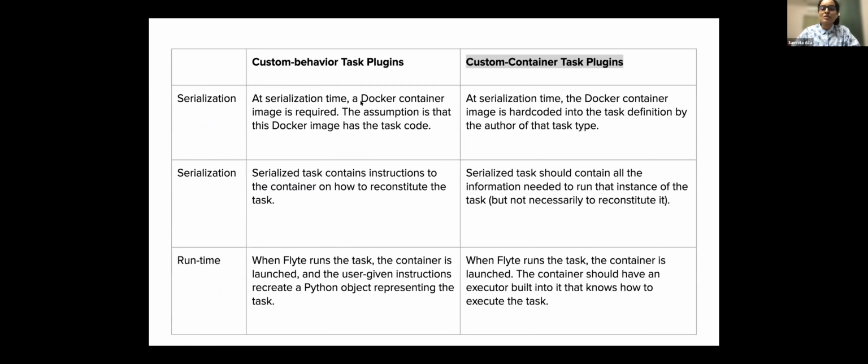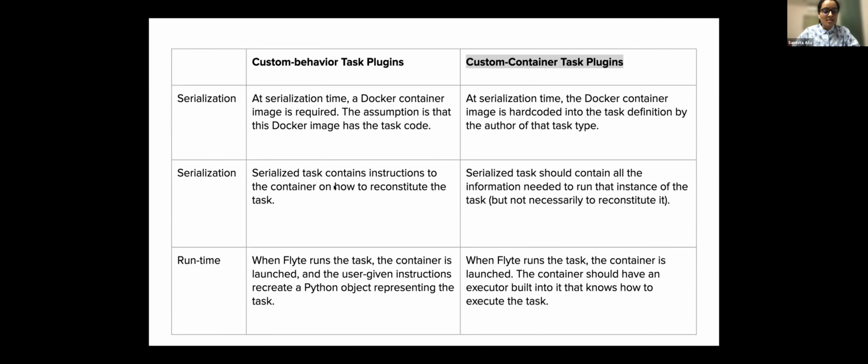Let's look at the differences between custom behavior task plugins and custom container task plugins in order to know why custom container task plugins fare better than custom behavior task plugins. I'll go through each point one at a time. At serialization time, a Docker container image is required. The assumption is that this Docker image has the task code. Whereas in a custom container task plugins, the Docker container has to be provided by the author, not by the user. So this statement means that in custom behavior task plugin, the Docker container image has to be given by the user.